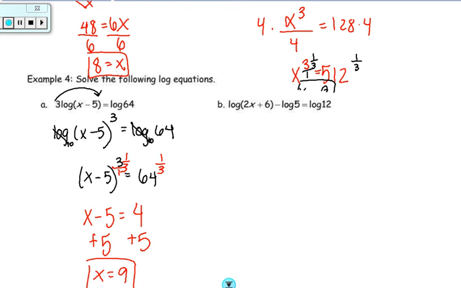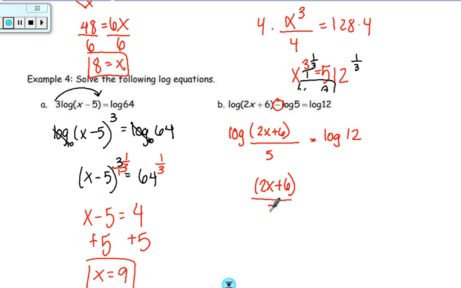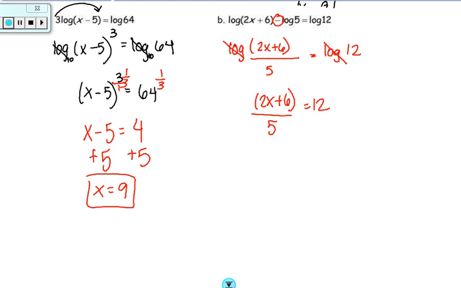Log base 10, because there's no number there, of 2x plus 6 minus log 5 equals log 12. I have multiple logs over here. I have a subtraction, so I know subtraction condenses to division. So log of 2x plus 6 over 5, because subtraction means division, equals log of 12. So 2x plus 6 over 5 equals 12, because the logs would cancel out since they're both logarithms with base 10. I need to get rid of that fraction.